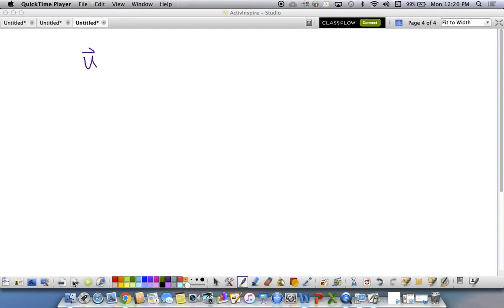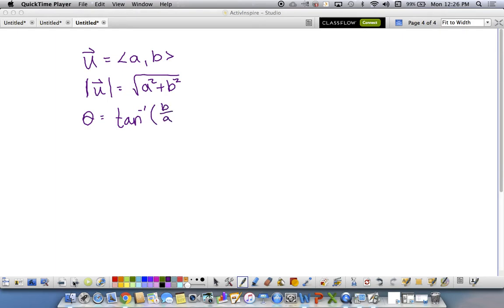Vector U has components of A and B. It has a magnitude of the square root of A squared plus B squared. This is kind of a review, we did this yesterday. It has a direction, a theta, of inverse tan of B over A. So, if you have the components A and B, you can find the magnitude and the direction.